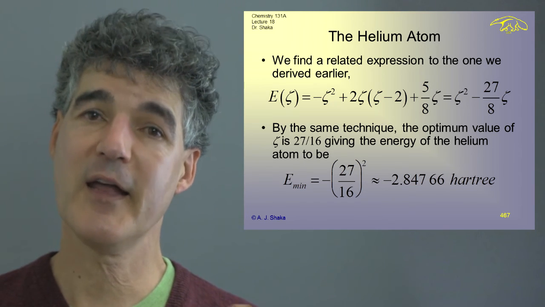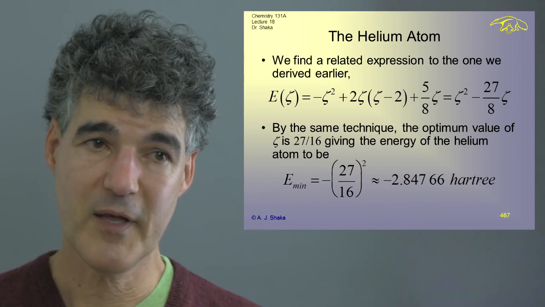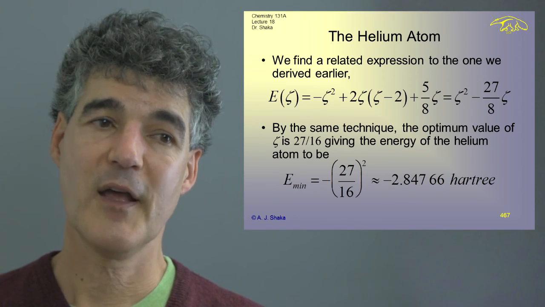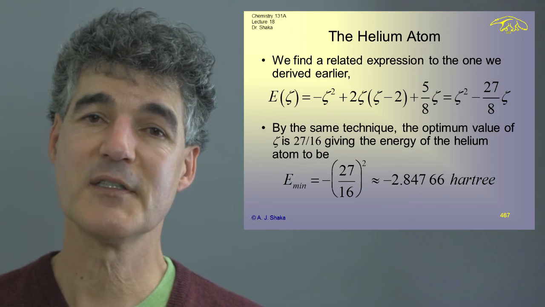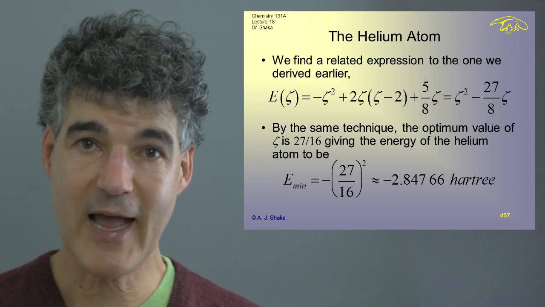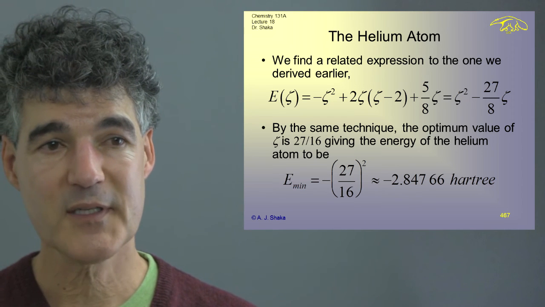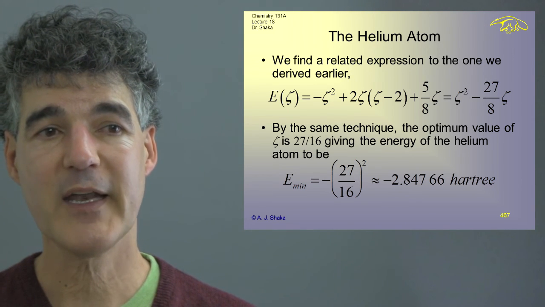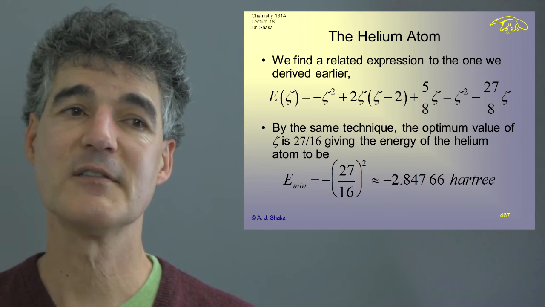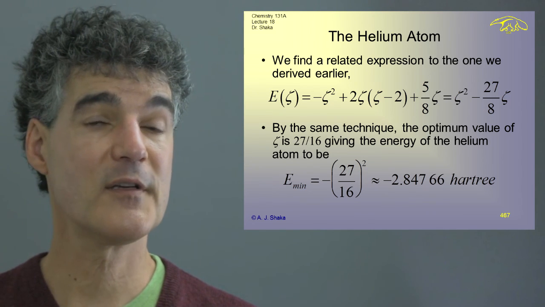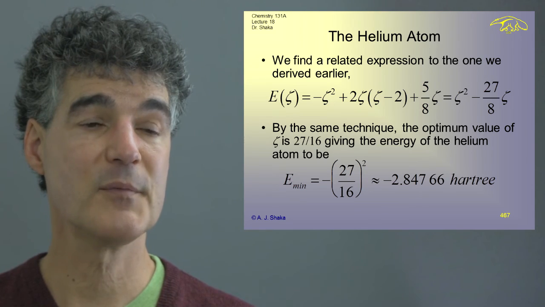And then if you put that in to the minimum, what you get is minus 27/16 squared. That's exactly what you get. And what that approximately becomes is minus 2.84766 Hartree. That is looking pretty good because the real one is minus 2.9.